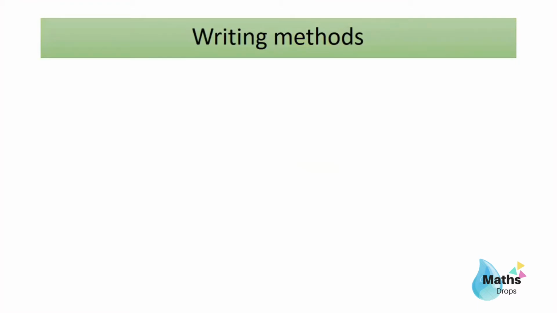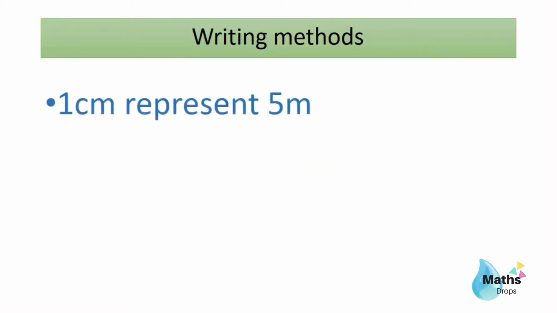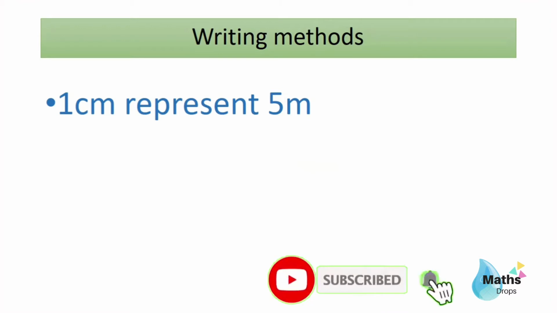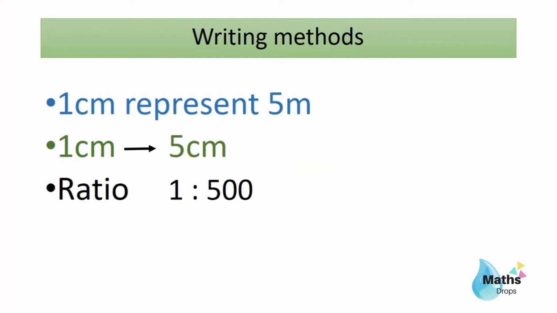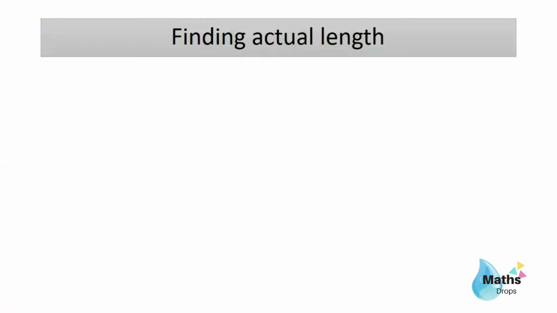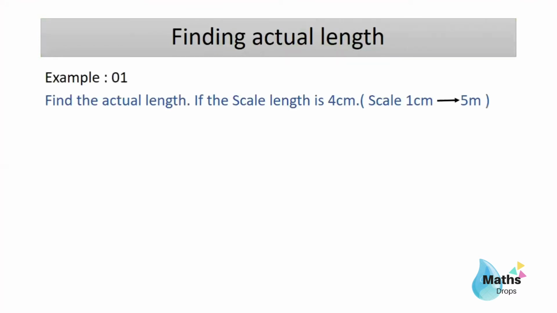Let's move to the scale writing method. There are several methods to write scales. We can describe it in words, like 1 centimeter represents 5 meters, or using an arrow mark, but the best and most recognized option is writing it as a ratio. So using a scale we can find the actual length or the scale length. Let's look at how to find the actual length through an example.